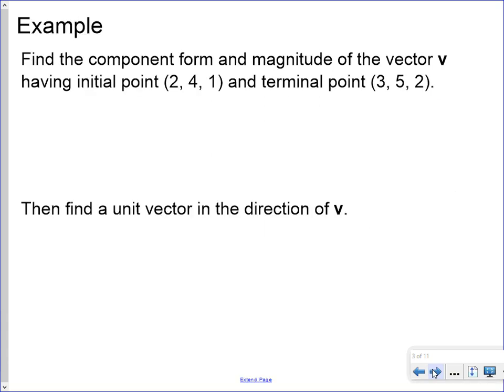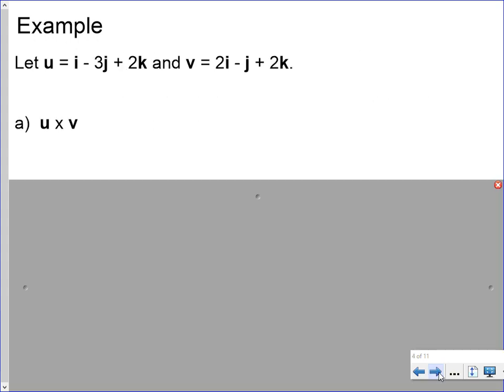So let's look at an example. This is from yesterday. Let u be i minus 3j plus 2k. And v is 2i minus j plus 2k. We're going to do the cross product of u and v.